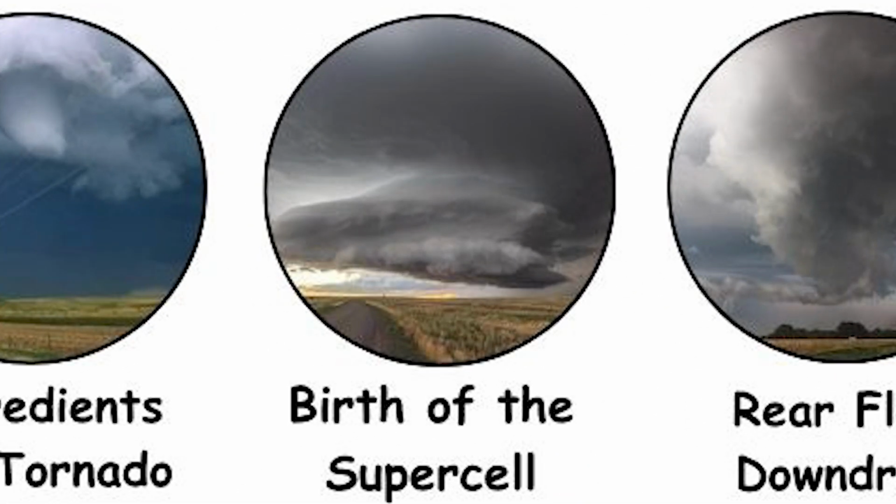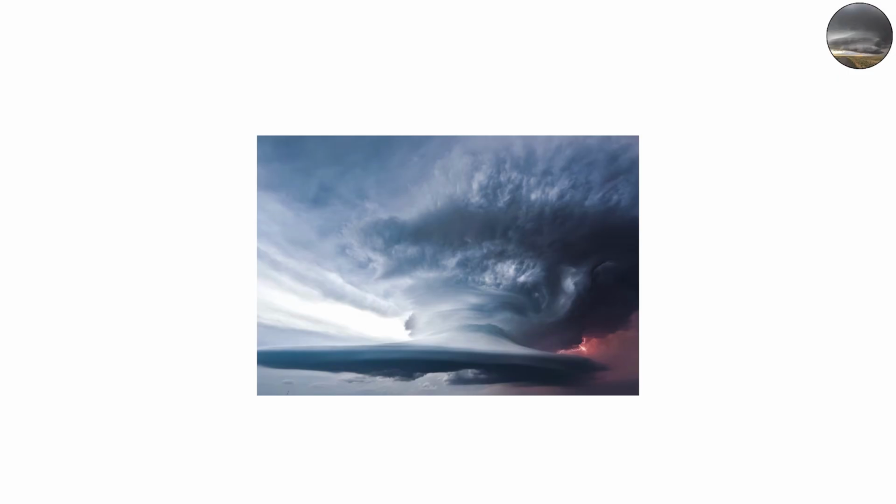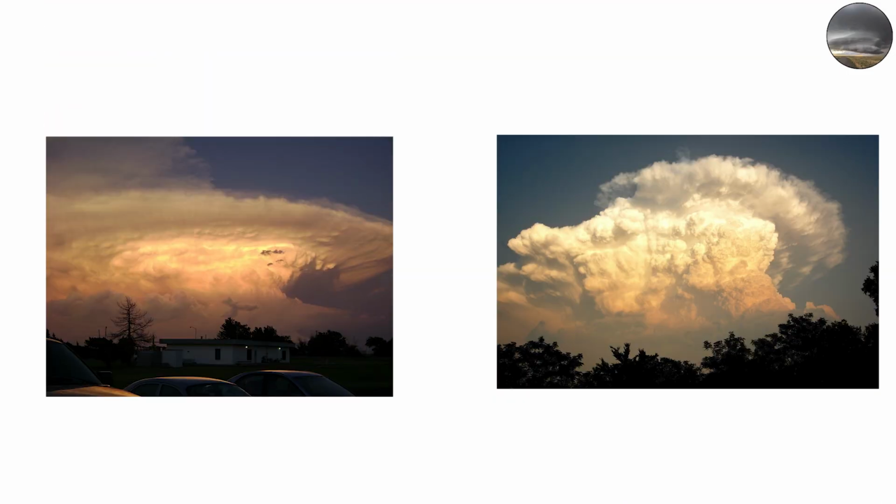The birth of the supercell. When instability and wind shear work together, they form a special type of thunderstorm called a supercell, the most powerful kind on Earth. Inside a supercell, a strong updraft of warm air pulls those rotating air tubes upward, creating a huge spinning column known as a mesocyclone.